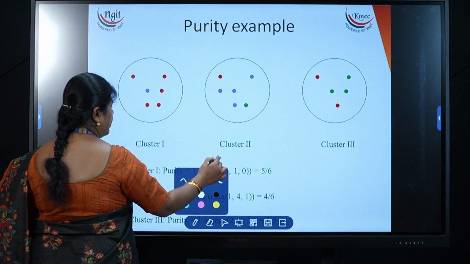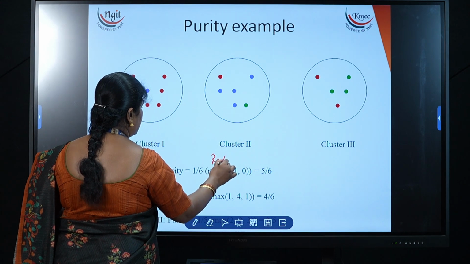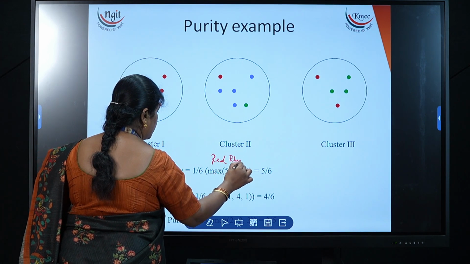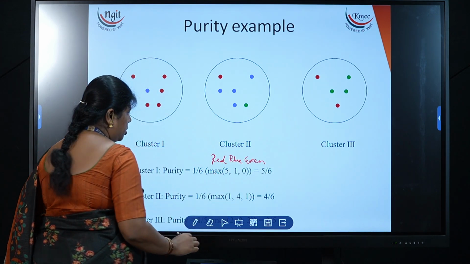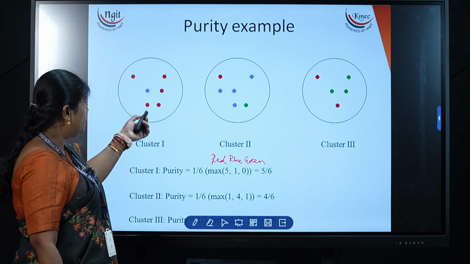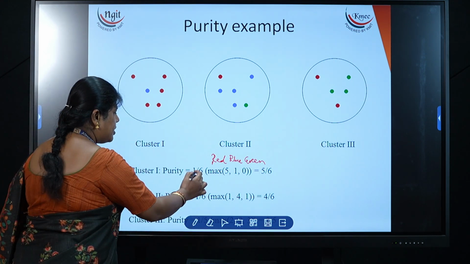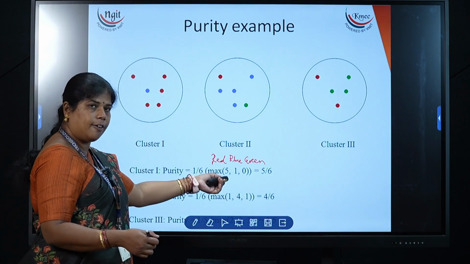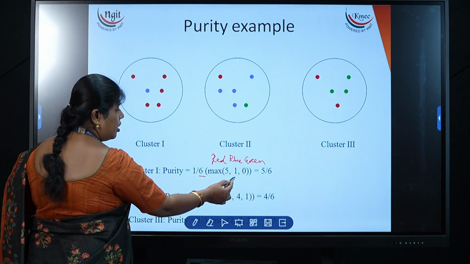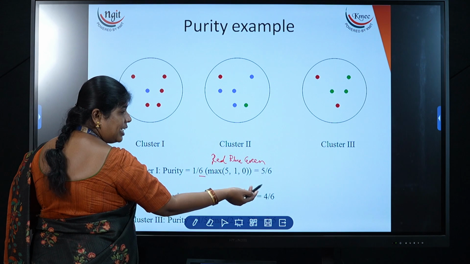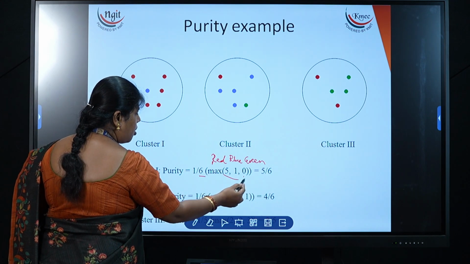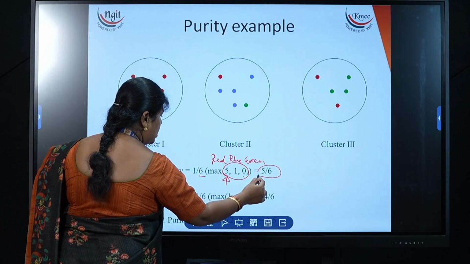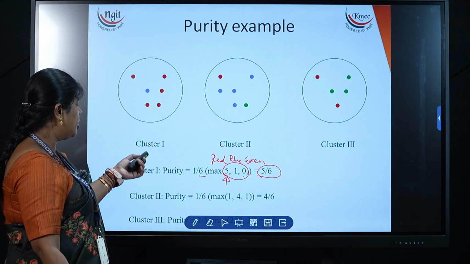One is your red count. The next one is the blue count, and the third one is the green count. Now, this is your first cluster. How many total documents are there? 6, so I am dividing by 6. Now, how many red dots are there? 5. How many blue dots are there? 1. How many green dots are there? 0. Then out of all 3, the maximum will be what? 5. So that 5 should be divided by 6. This is what is known as the purity of your cluster 1.